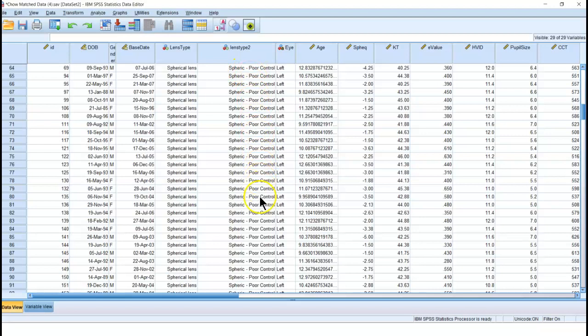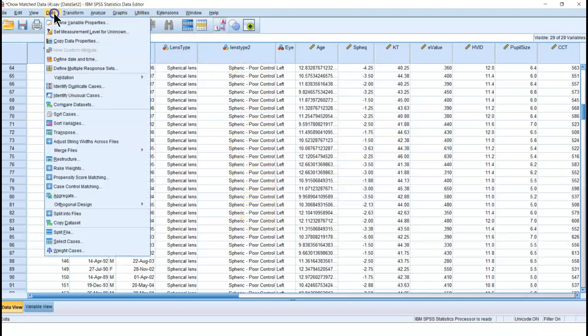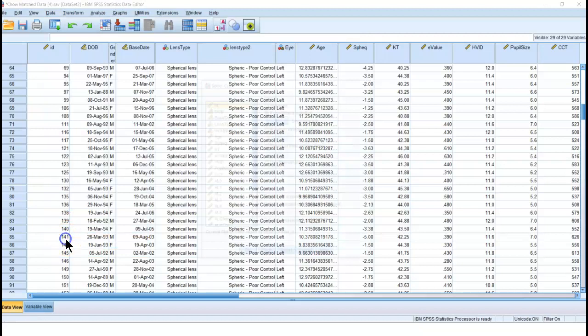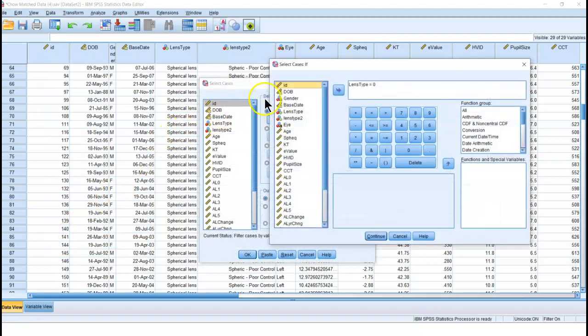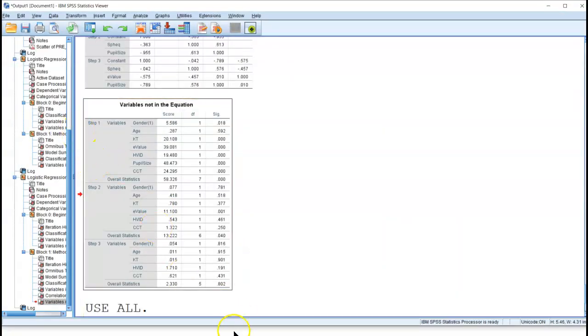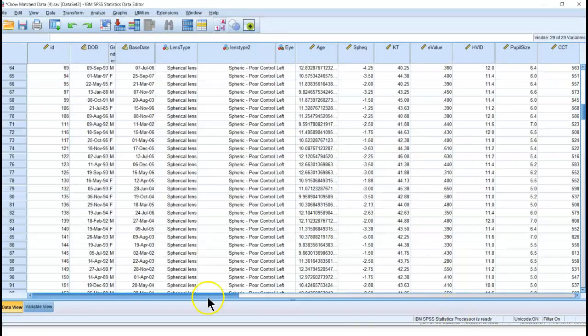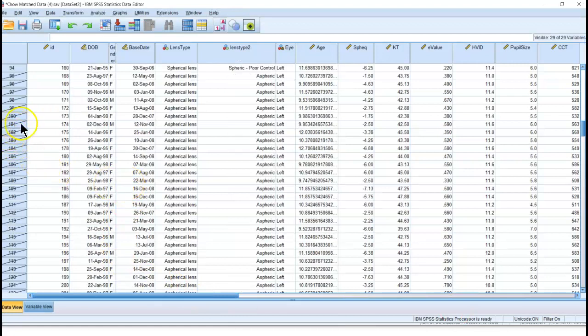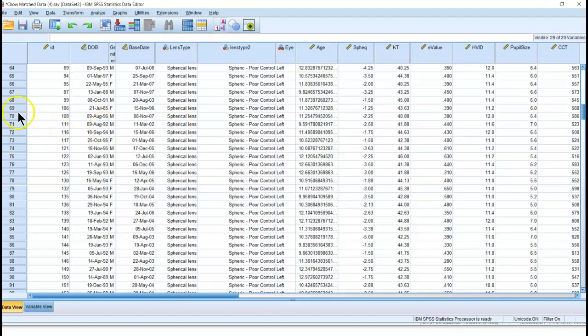Now we only want to look at spherical lenses, so we're going to go into Data, Select Cases, if lens type equals 0, because lens type equals 0 is spherical. Lens type equals 1 is aspheric. And we do that, and then come down here and we can see we're crossed off if it's aspheric. We're not crossed off if it's spheric.